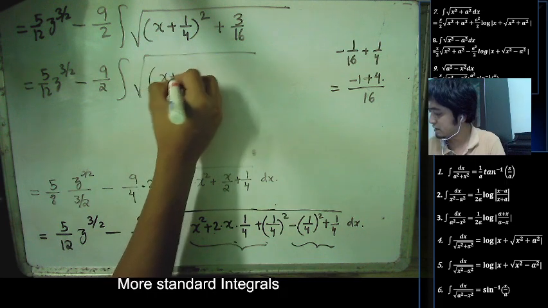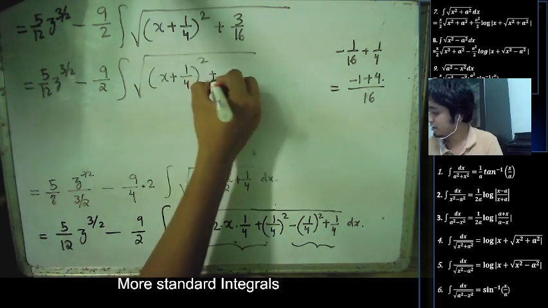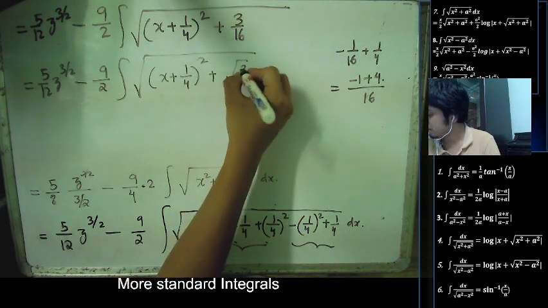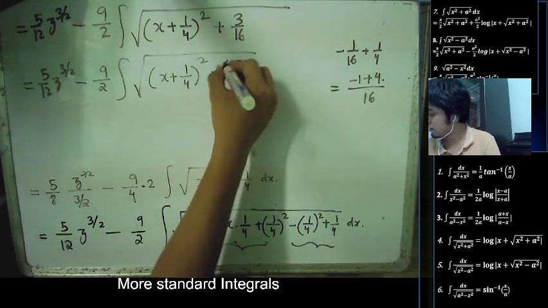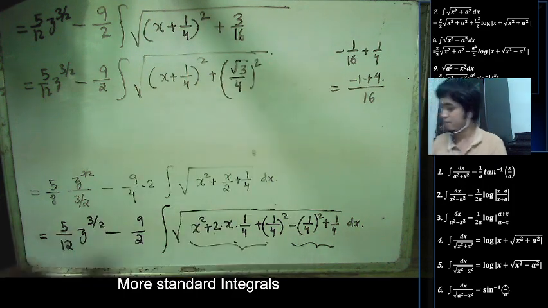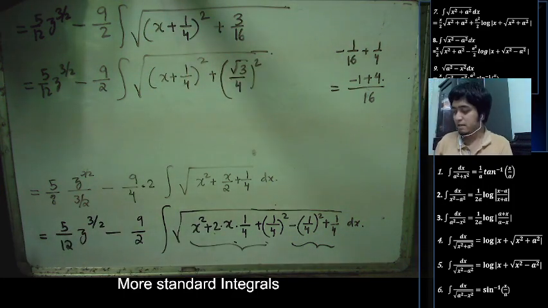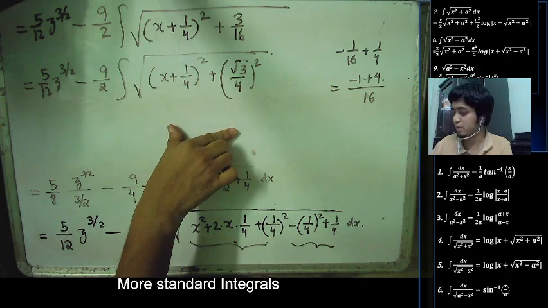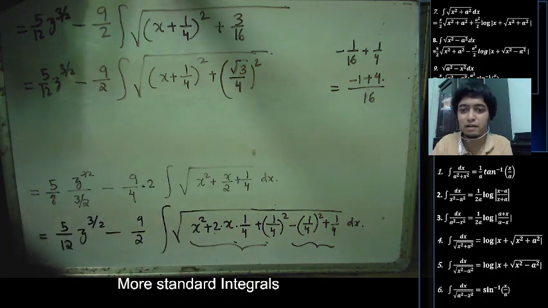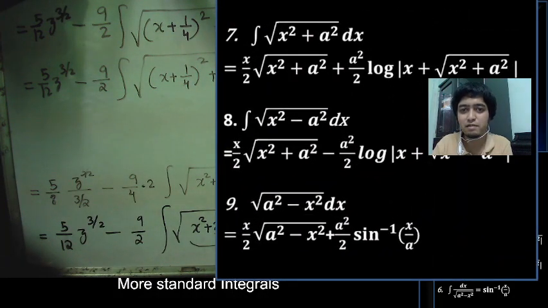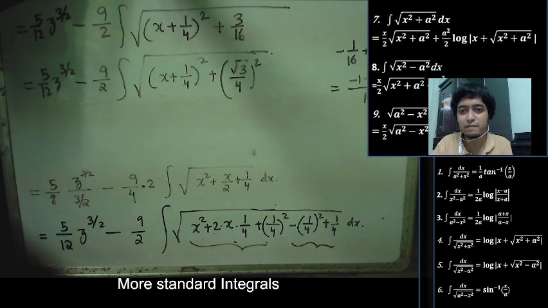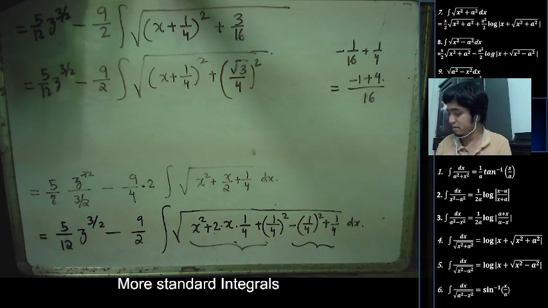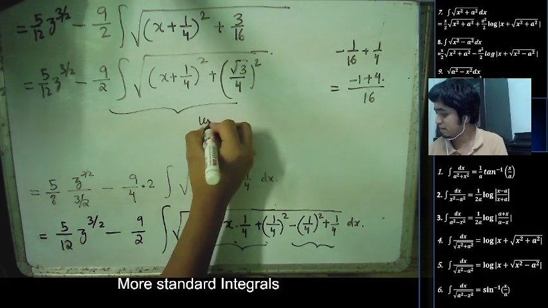Which is almost done. Okay, so you just need to write this one as root 3 upon 4 whole thing square. And if you see, now this one becomes formula number 7, x squared plus a squared. So we can use formula number 7.